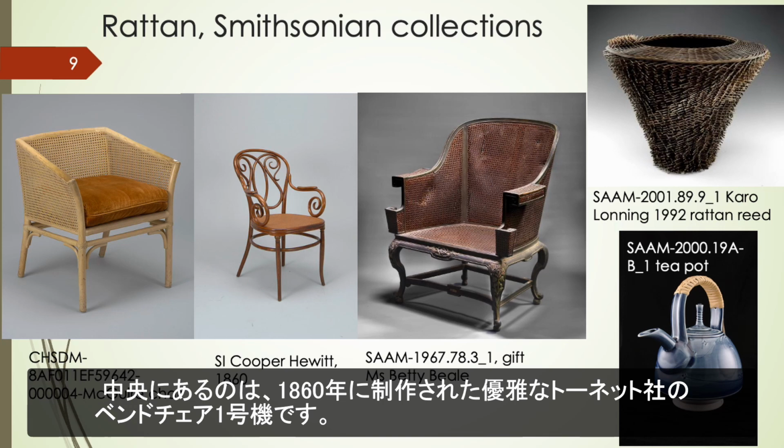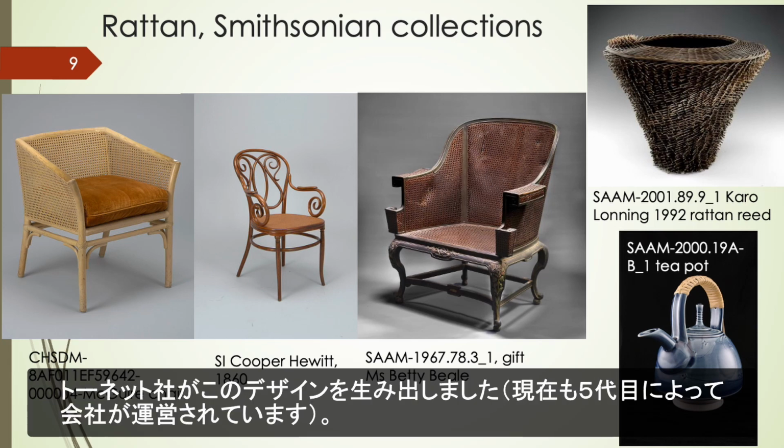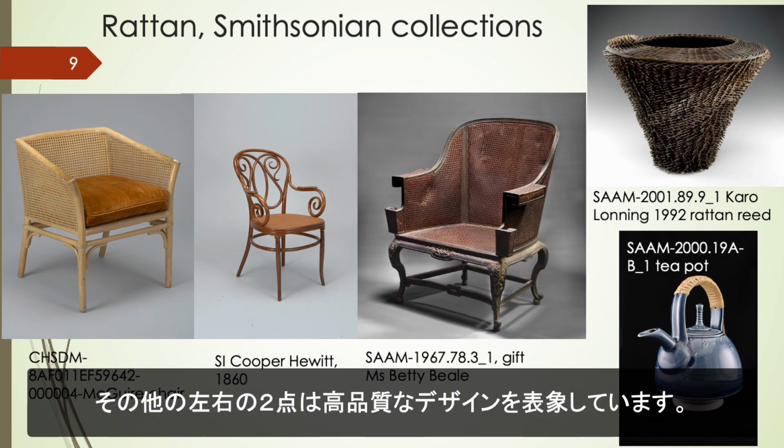In the center, there's an example of an elegant chair, one of the first Thonet so-called bentwood chairs from 1860. And the company style is still being reproduced. Interestingly enough, the company is still run by the fifth generation of Thonets. It is an Austrian company still active. The other two chairs, one on the left and one on the right, represent a high quality design.